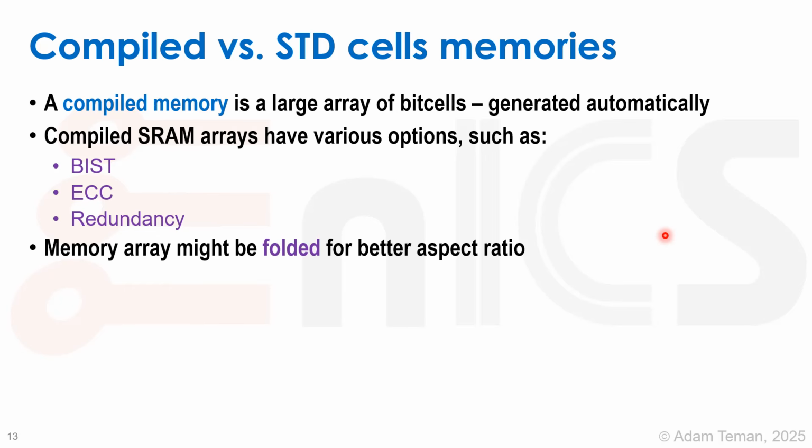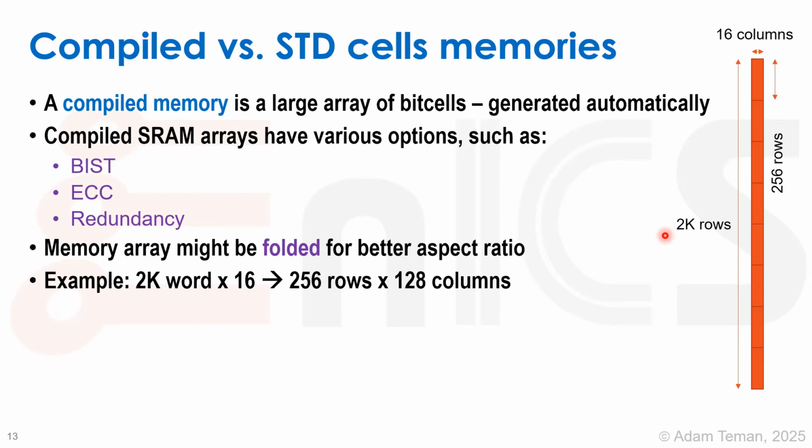So a memory array might be folded for a better aspect ratio. Let's say we had 2,000 words of 16 bits. If this is 256 rows, the whole thing would be 2,000 rows, but only 16 columns. This would be a very thin, long, tall skyscraper, and that's not very nice for our floor planning.